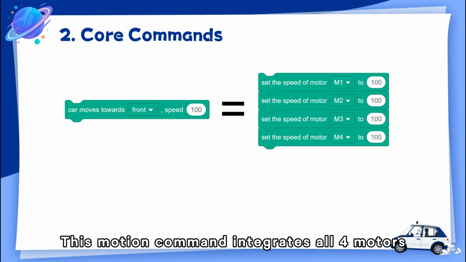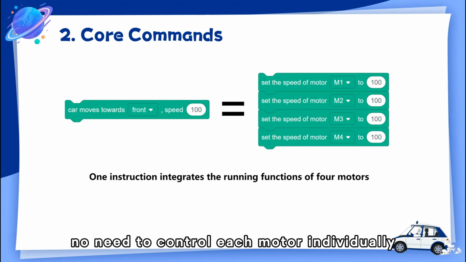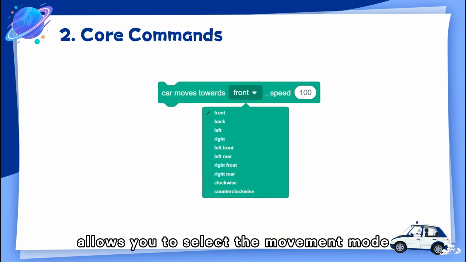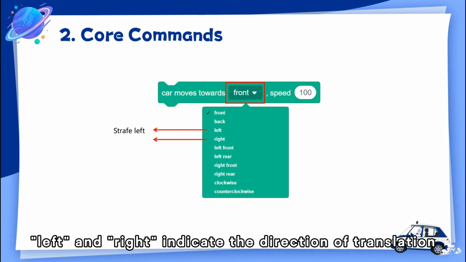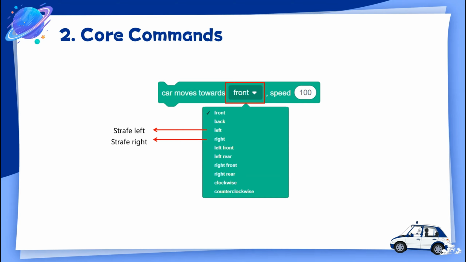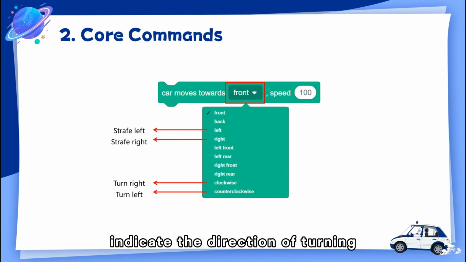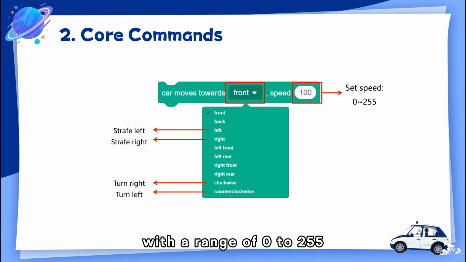This motion command integrates all 4 motors. You just need to select the movement mode and speed. No need to control each motor individually. The first drop-down box allows you to select the movement mode. Among these, left and right indicate the direction of translation, while clockwise and counterclockwise indicate the direction of turning. The second box is for entering the speed, with a range of 0 to 255.